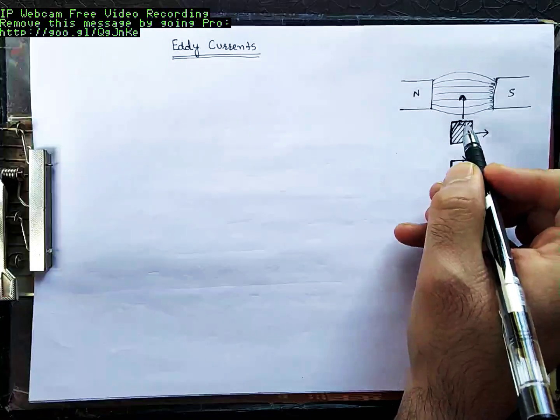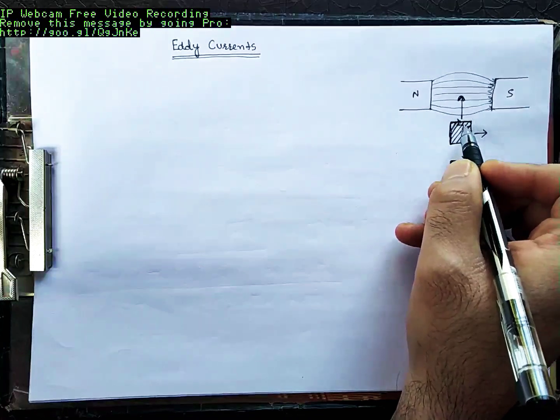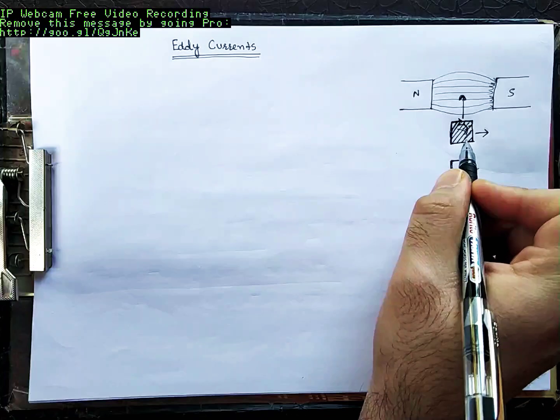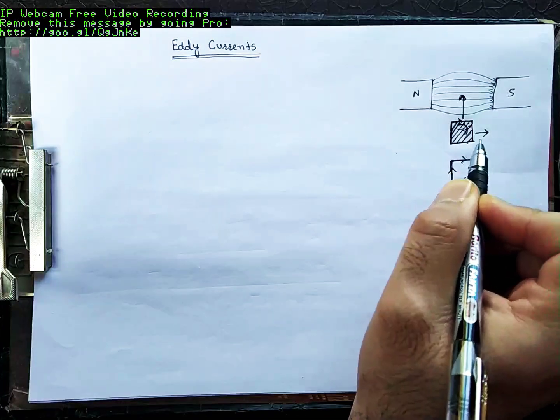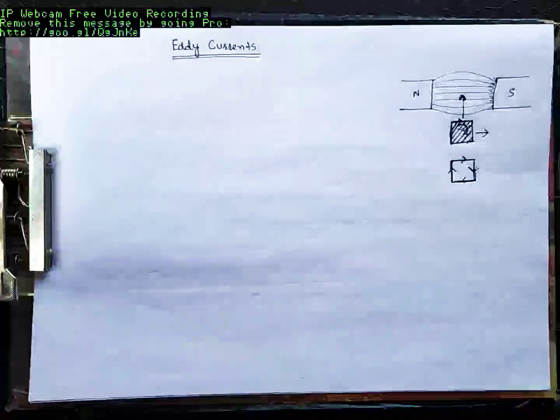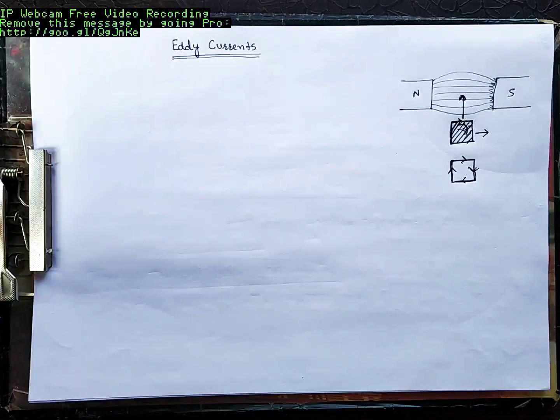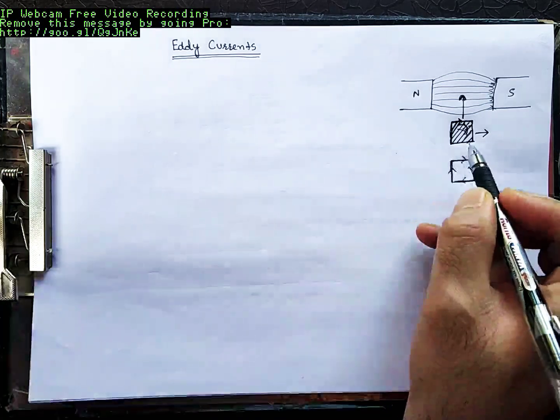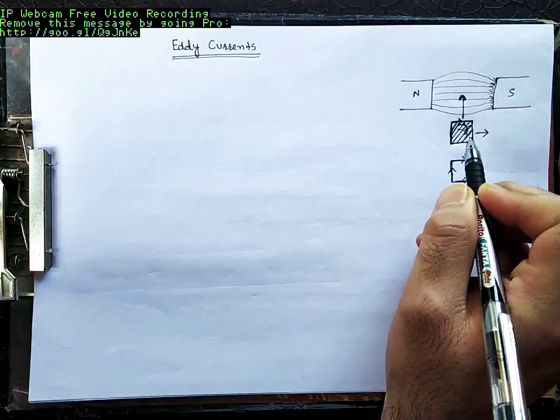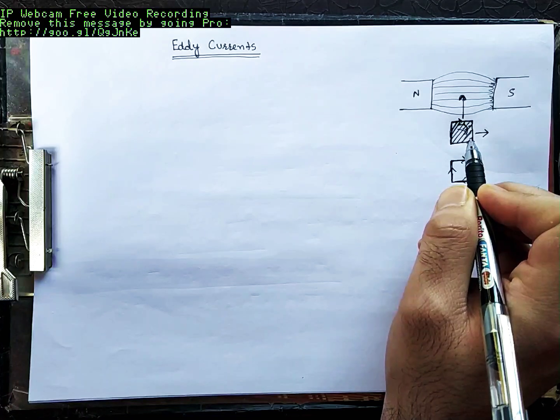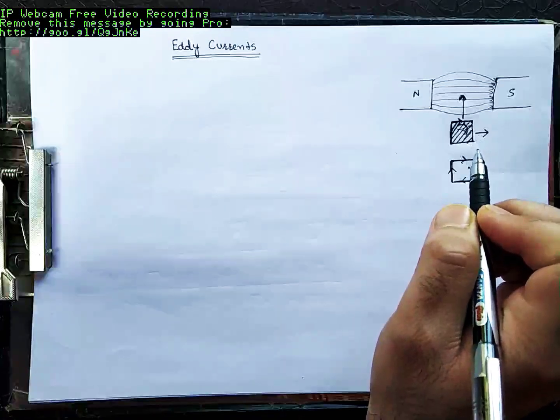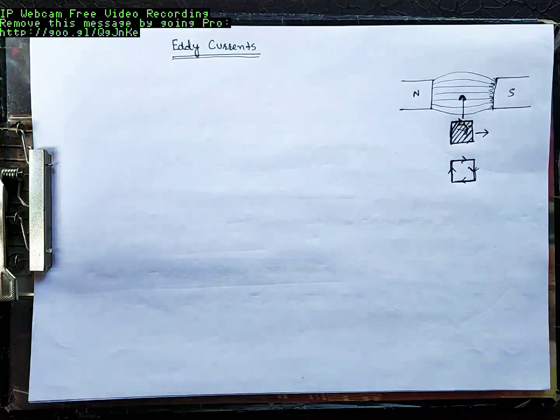So here current does not only flow at the boundaries, current will flow inside the material as well. These types of currents which circulate inside the solid conductors are known as eddy currents. I'll repeat, the currents that are induced in solid conducting materials which experience changing magnetic flux, such currents are known as eddy currents.